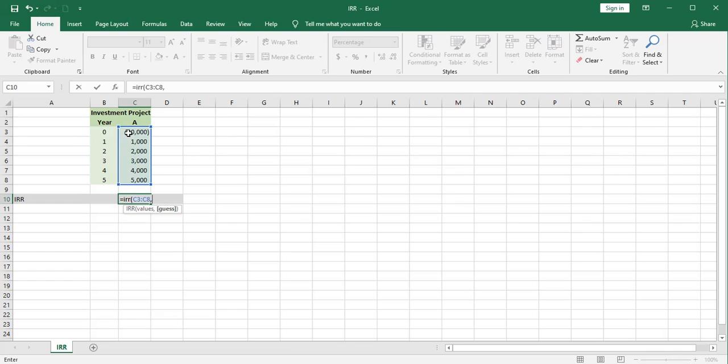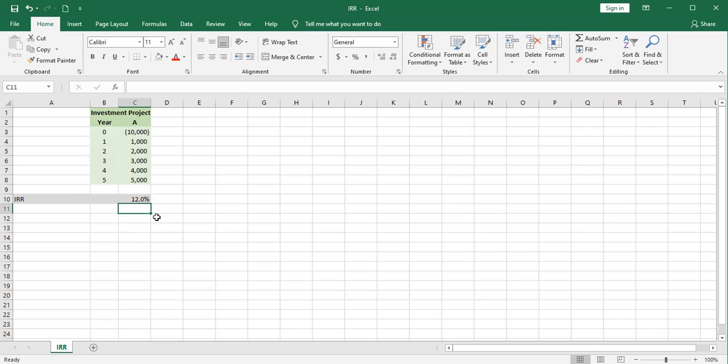If you have two or more changes in signs, there are multiple internal rates of return, and this IRR function always returns the first one it arrives at. So entering a guess can help guide it in the right direction. I'm just going to enter 13%. And I got 12.0%. If you take this out a few decimal places, it's not as pretty a number, but we'll just say it's 12.0%.